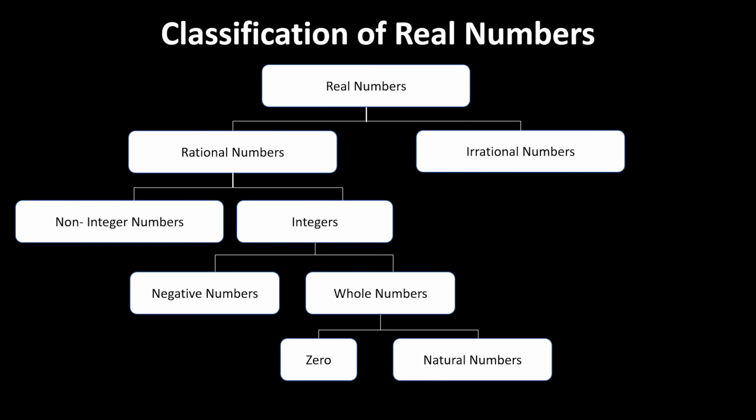Now whole numbers basically constitute 0 as well as all the natural numbers. So 0 along with all the natural numbers. What are natural numbers? Basically they are counting numbers. So they will start from 1 onwards, 1, 2, 3, 4, and so on. Some examples of natural numbers include 1, 2, 99. They all are examples of natural numbers.